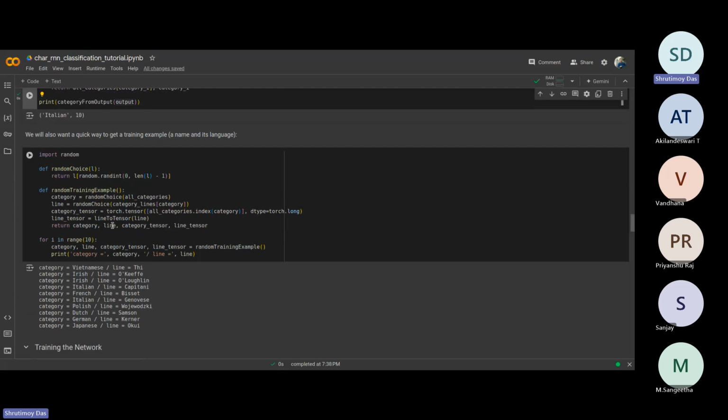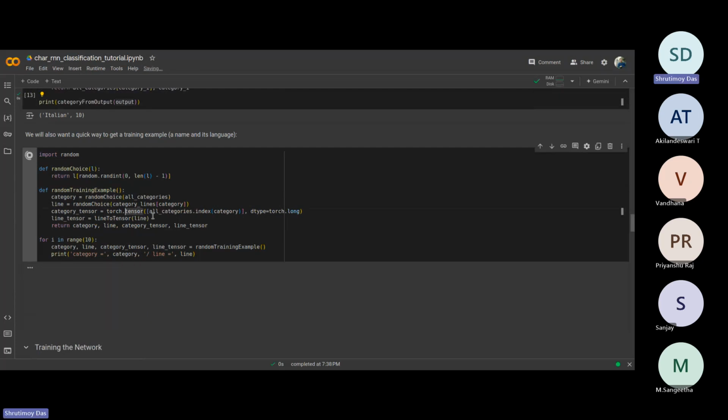Now we create some training examples, meaning we want to train this network. From the German class, I am taking Berhard as the input. From the Arabic class, I am taking Safar as the input, and so on. So this is my training data now.